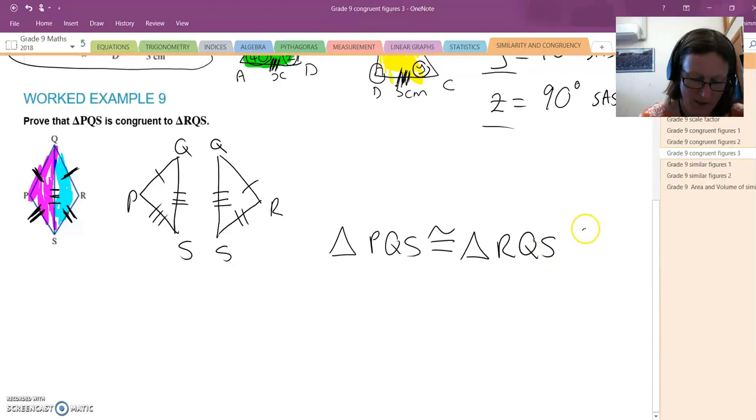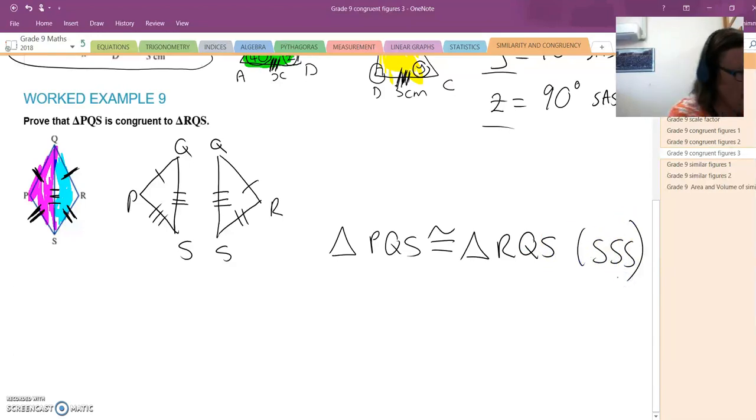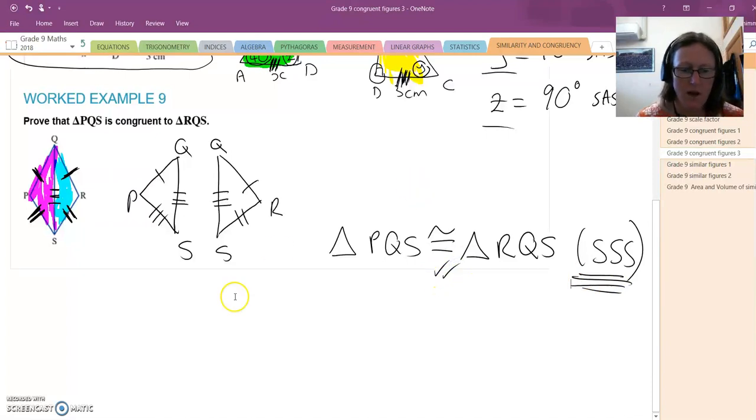How can we say that? Using the congruency test SSS. And remember, that congruency test says that if all corresponding sides are equal in length, then yes, the triangles are congruent.